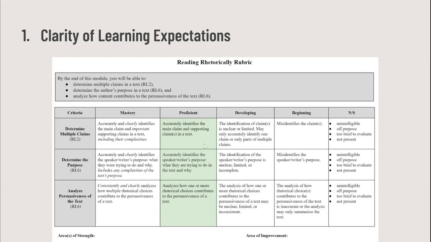So a good place to start is in the proficient column, and that's why it's in green. And a good place to do this would be at the beginning of the module, and perhaps at the beginning of each lesson too. So if we check out that first box, proficient for determining multiple claims, says that a student accurately identifies the main claim and supporting claim in a text. So we want students to know exactly what we're talking about, or as close as possible. Now, one thing about rubrics is it's really hard to be too specific, because we don't want it to be overwhelming. We want it to be as clear as possible.